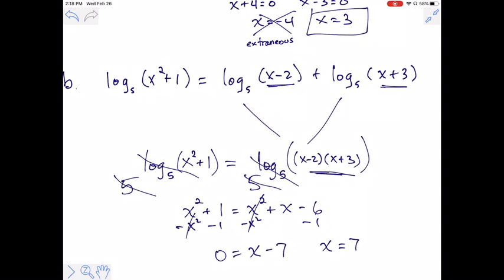But one thing you're always going to want to check is, do you have an extraneous solution? So if I plug in a 7 here, for example, I get 7 squared plus 1, that's 50, so that's fine. If I plug it in here, 7 minus 2 is 5, and that's okay. If I plug it in here, I get 7 plus 3, which is 10, that's okay as well. So x equals 7 seems like it's going to work.